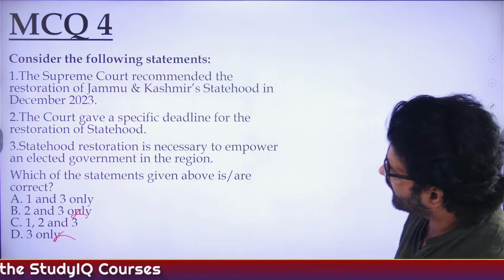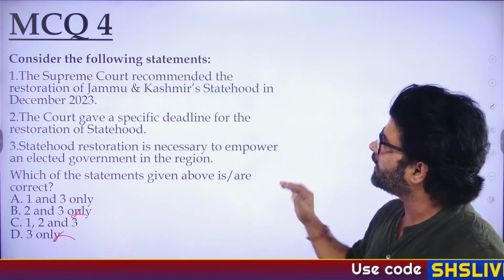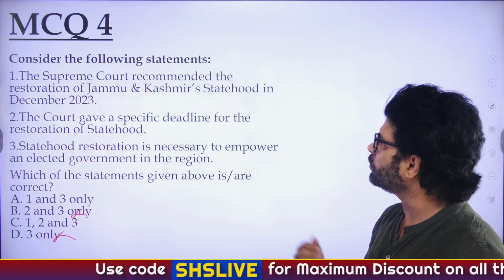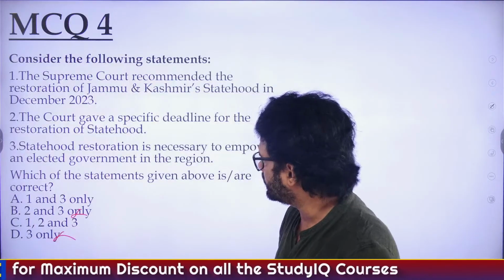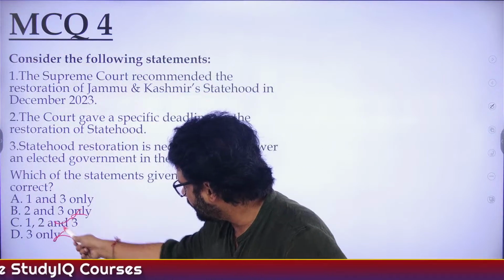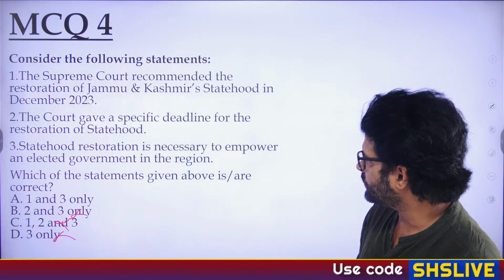So again, yes, the first statement is correct. The Supreme Court recommended the restoration of Jammu and Kashmir statehood. So if the first is correct, eliminate B and D, you're left with A and C. The court gave a specific deadline for restoration of statehood. No, the Supreme Court did not give a specific deadline, but they said that please restore statehood to ensure Jammu and Kashmir people are closer to the people of the Indian mainland. They feel more like being a part of India. Okay, so the second is wrong. If the second is wrong, you're left with, oh my God, you got the answer. And the answer is A, 1 and 3.